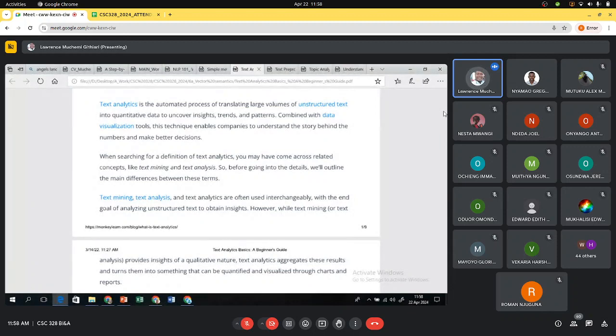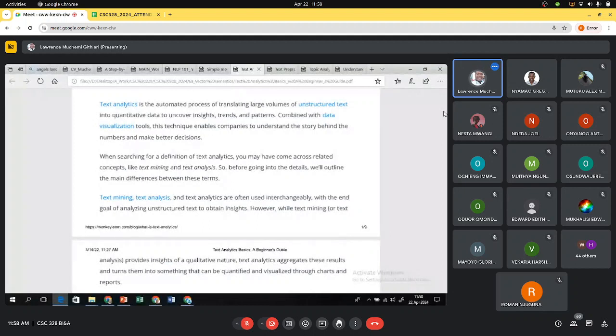To be able to understand what's happening behind the company there. So this technique enables companies to understand the story behind the numbers and make better conclusions.